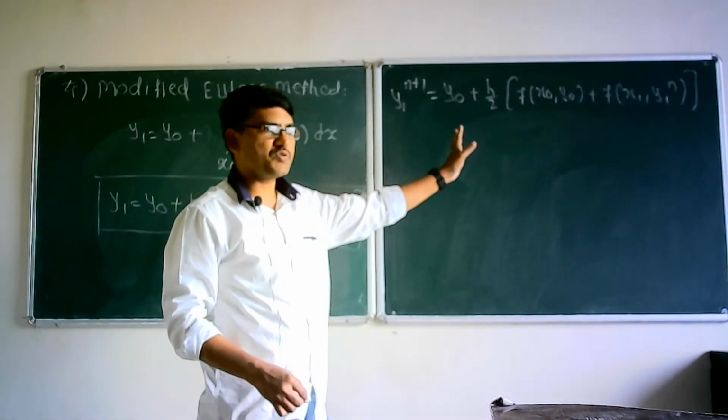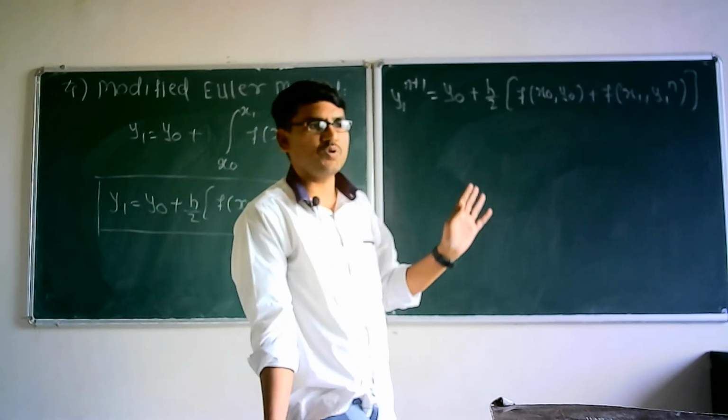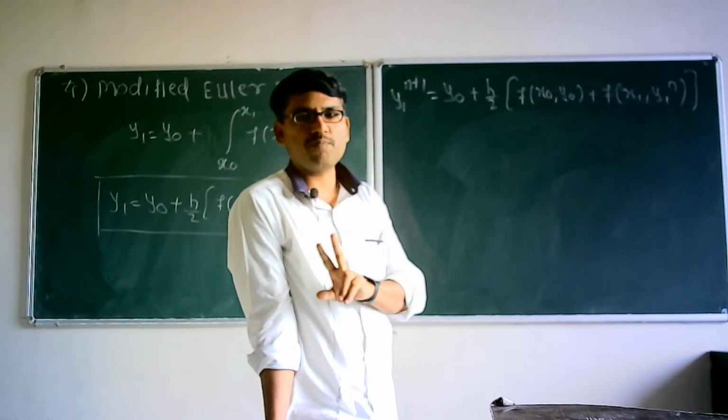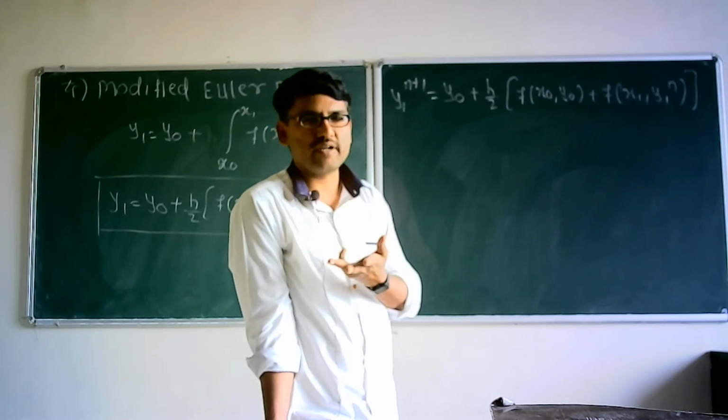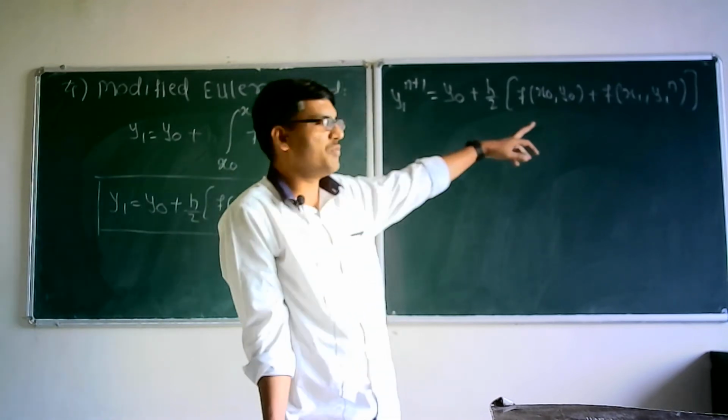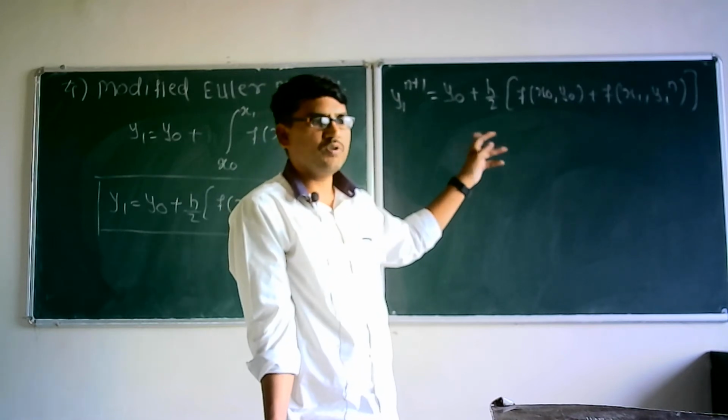When will this process stop? If your previous two answers are correct up to 3 or 4 decimal places, the desired accuracy, then stop your iteration. So this is the general formula for the modified Euler method.